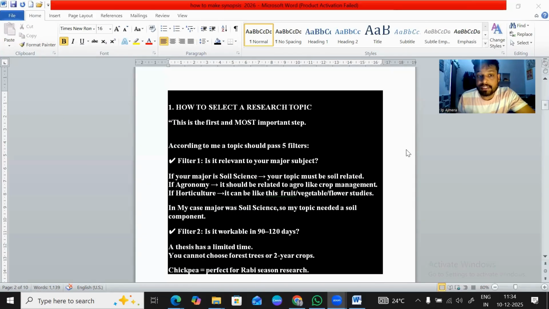Let's begin the lecture. First, we'll understand how to select a research topic. This is the first and most important step. According to me, a topic should pass 5 filters. So the first filter is, is it relevant to your major subject or not? If your major is soil science, your topic must be soil related. If it is agronomy, it should be related to agronomy, like crop management. If it is horticulture, it can be on fruits, vegetables, flower studies, anything that is related to horticulture. In my case, my major was soil science, so the topic needed a soil component.